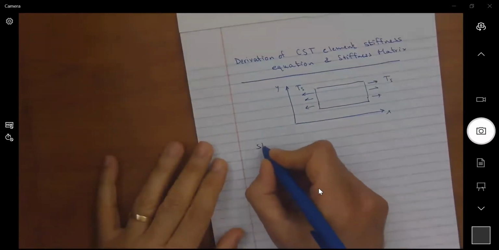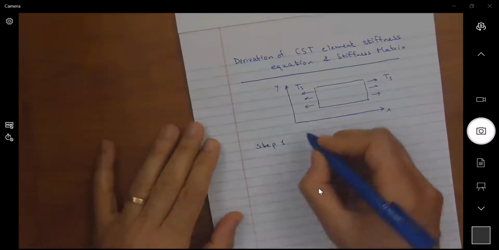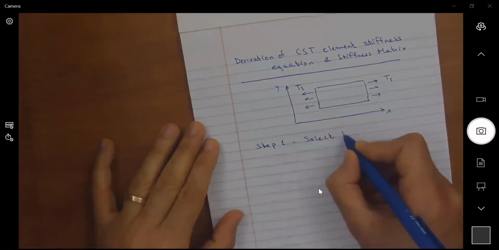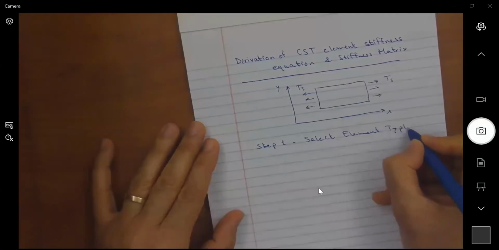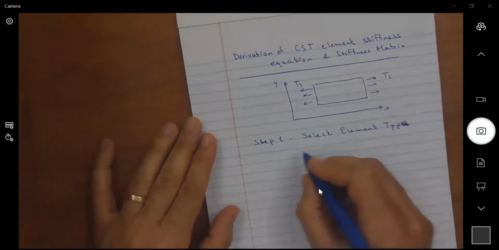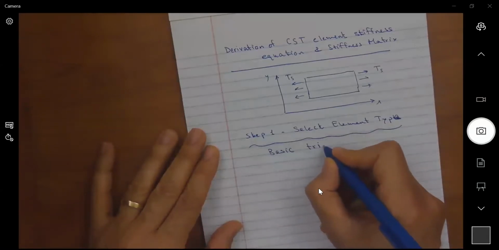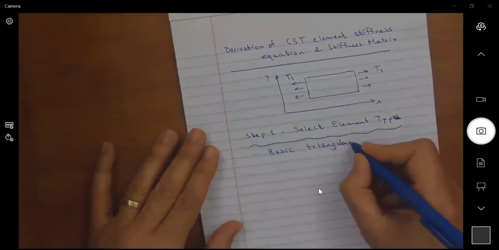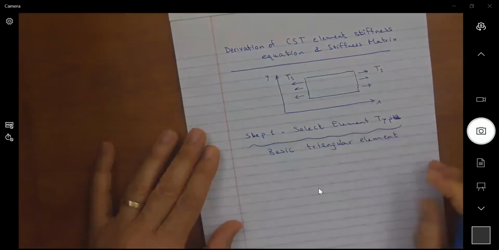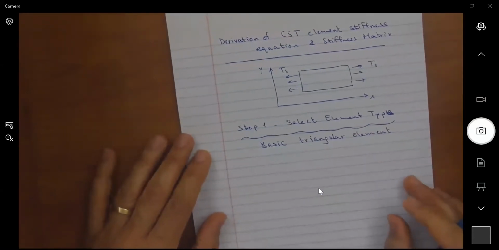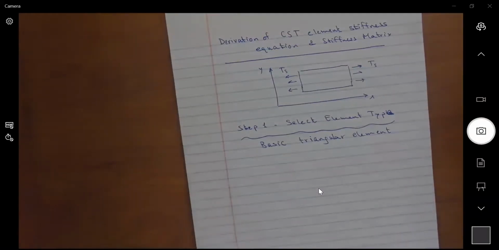So on step number 1, we are going to select the element type. And we are going to go with a basic triangular element. Why triangular elements? Still, it's in 2D. So why not rectangular? 3D? Well, I'm looking at 2D, right?